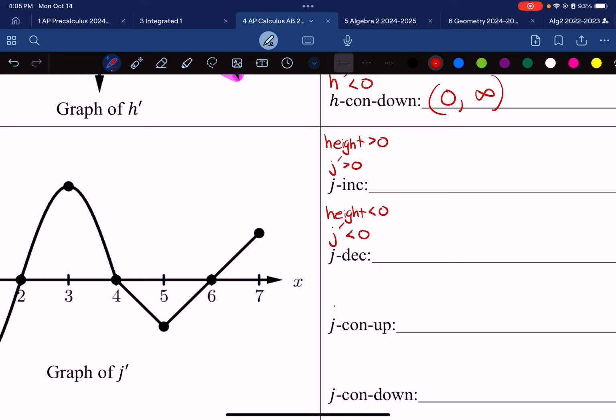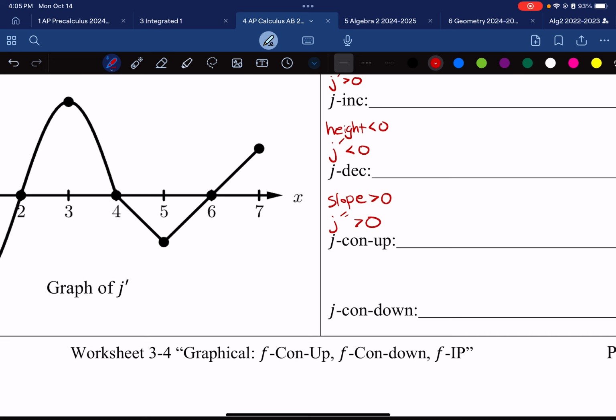What about J concave up? That's where J double prime is greater than 0. What is J double prime on a graph of J prime? Well, that's slope. So I'm looking for where slope is greater than 0. Same thing for J concave down. That's where J double prime is less than 0. Therefore, it's where the slope is less than 0.